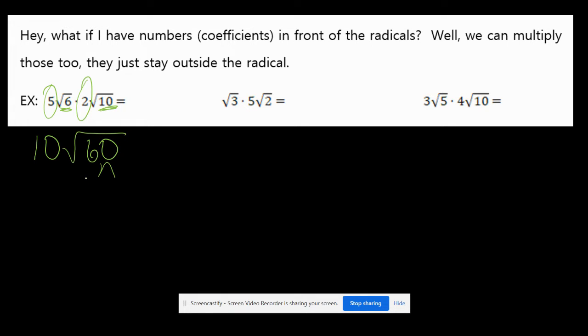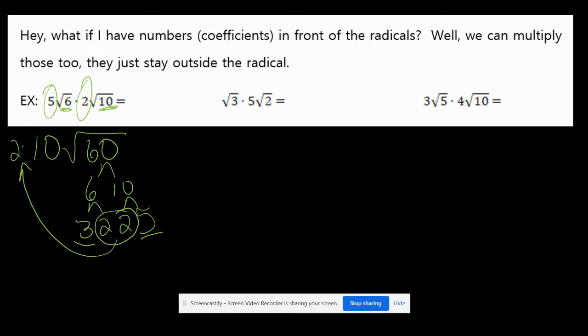So let's say 60 we know is 6 times 10. 6 is 3 times 2. 10 is 2 times 5. A square root or second root means I need a pair. So I have a pair of 2s and the 3 and 5 are stuck. The paired 2s comes out to multiply to the 10 in front. 2 times 10 is 20. 3 times 5 of the leftovers underneath is 15. And so that would simplify to 20 times the square root of 15.